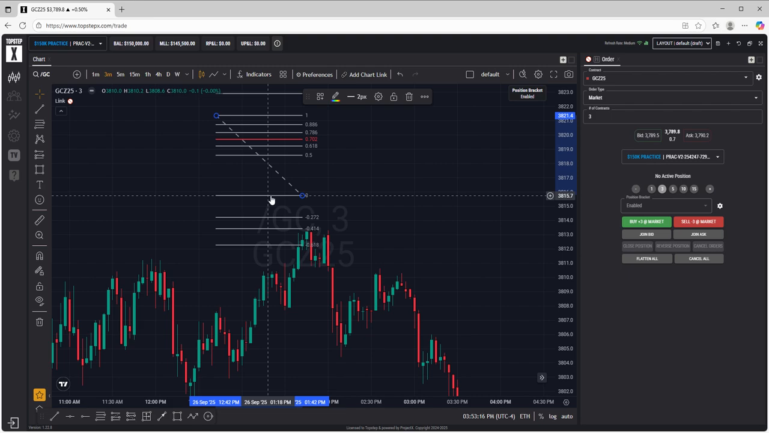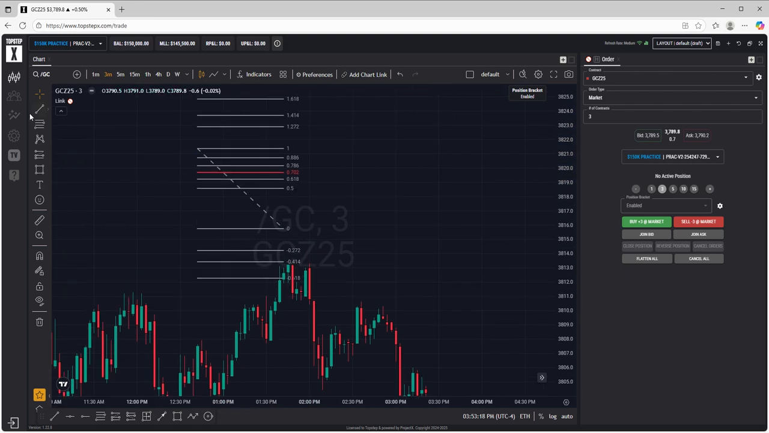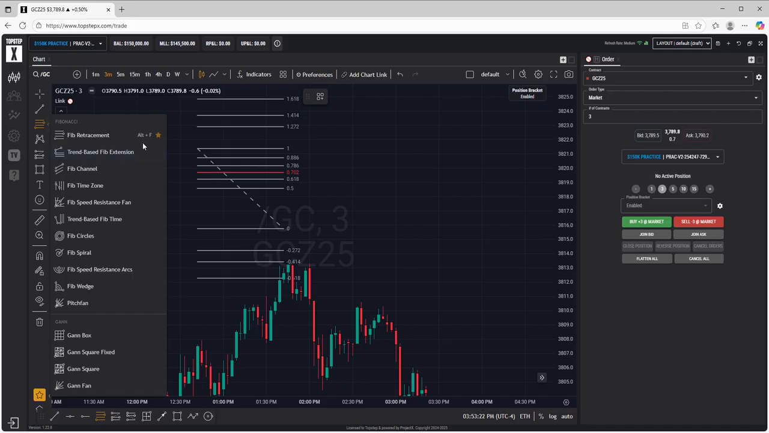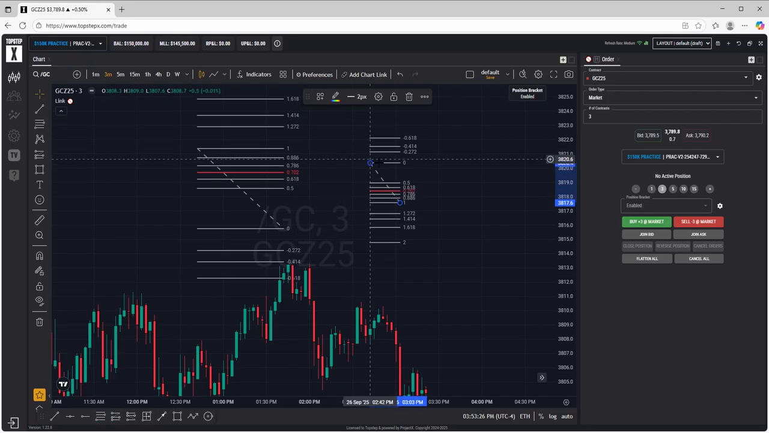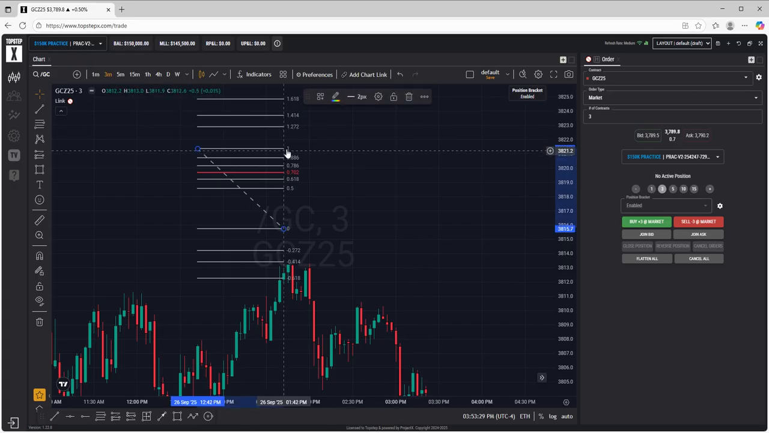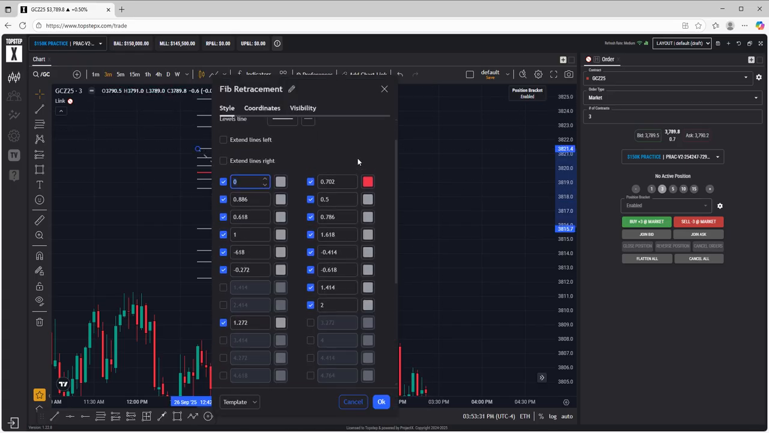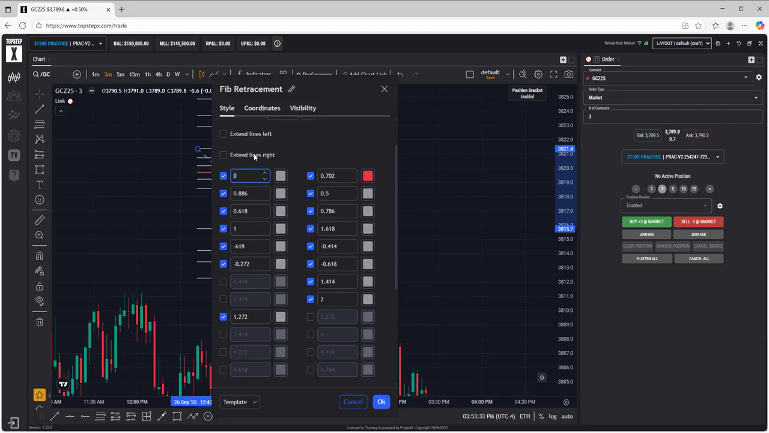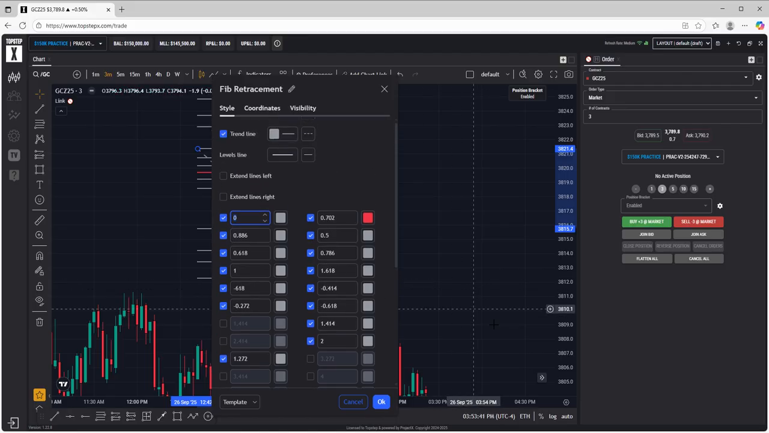So first, let me get y'all the settings for this. You just click this icon right here, Fibonacci retracement. When you start, it comes down at the bottom. So these are the settings for it, and you would just copy these numbers, same numbers, same everything. You can customize it.